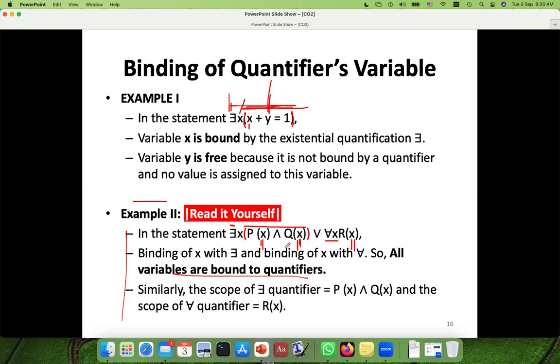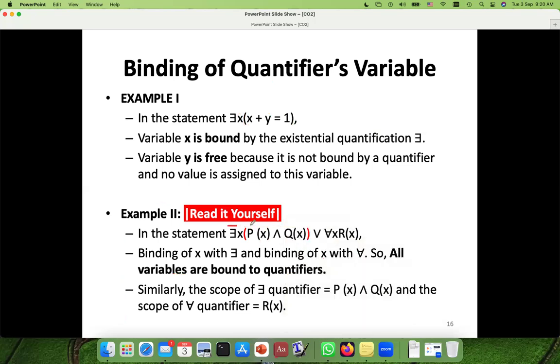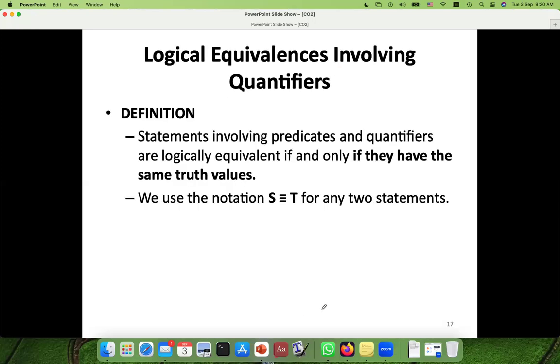And then for the scope, let's see what is the scope of this? The scope of this is this part. And the scope of this universal quantifier is this part. This is written here. Okay, up to this point, I am going to end this.